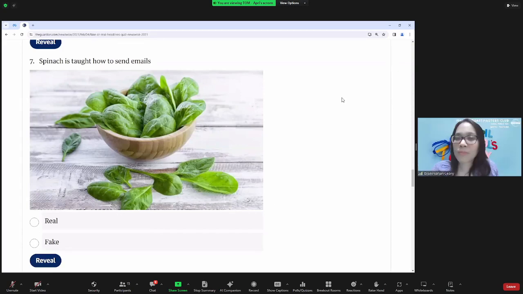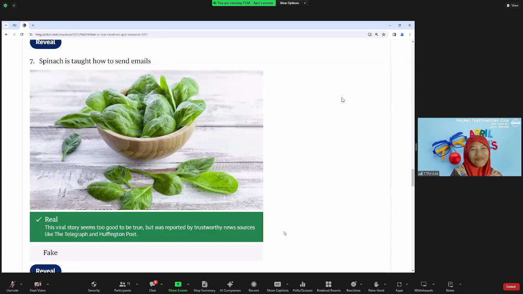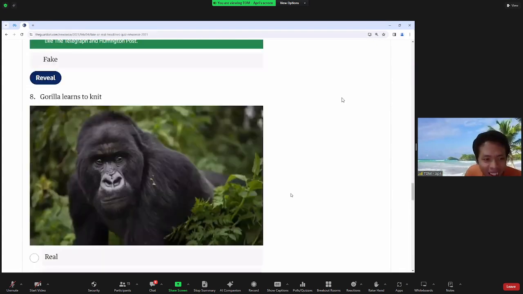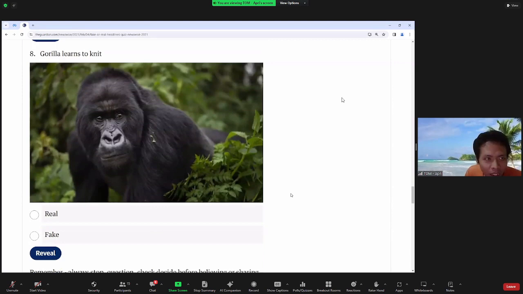Real or fake? Real. Real. Real. I'm just going to say real. Real. Yeah, let's see. Oh, wow, it's real. This viral story seemed too good to be true, but was reported by trustworthy news sources like the Telegraph. Huh, interesting. Okay, last but not least, gorillas learn to connect.